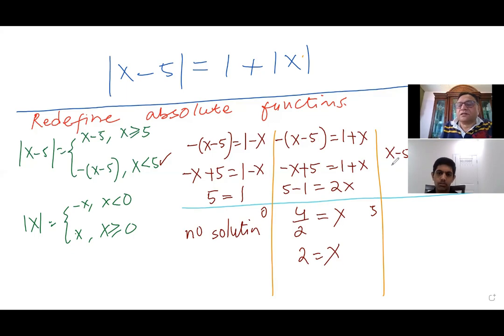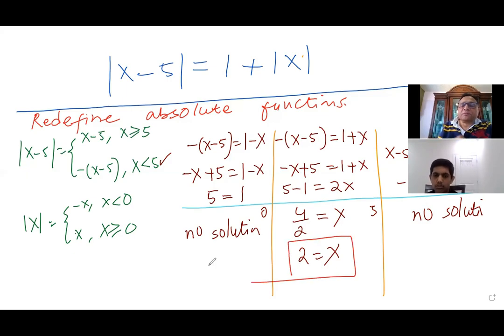Third one, x minus 5 equals 1 plus x. Now, in this particular case, x and x cancel. We have minus 5 equals 1, no solution. Is that clear to you? So this equation has actually only one solution, which is 2. x equals 2. Does it make sense to you?